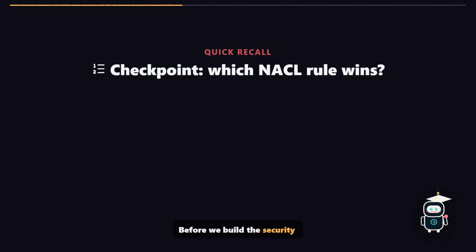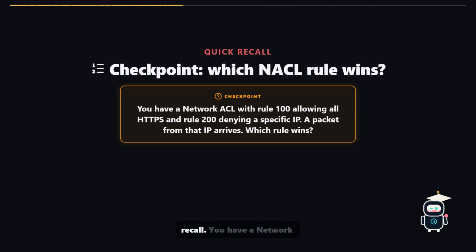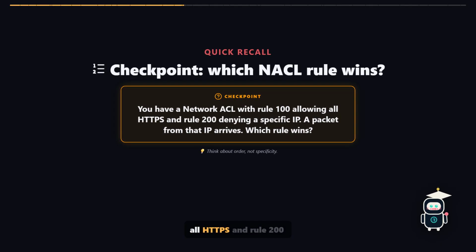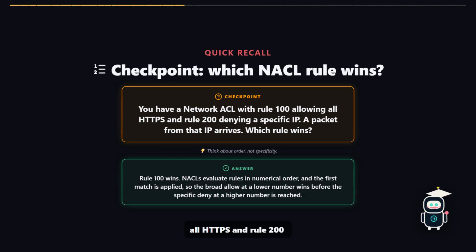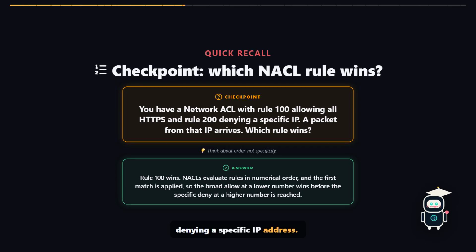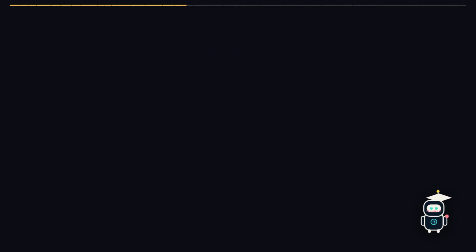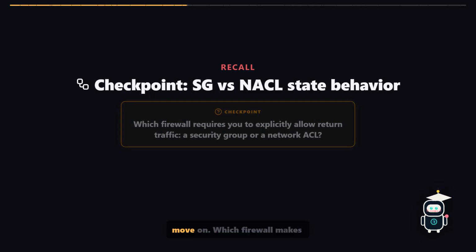Before we build the security group in the console, quick recall. You have a network ACL with Rule 100 allowing all HTTPS and Rule 200 denying a specific IP address. A packet from that IP arrives. Which rule fires first? Quick retention check before you move on.